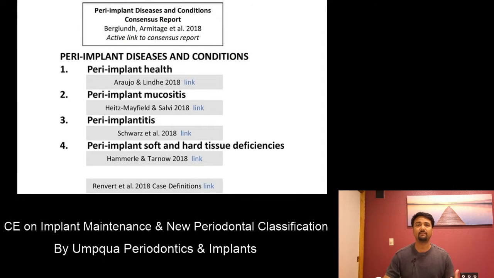Okay, so let's dive into the peri-implant diseases and conditions. In the first part of the presentation, I want to discuss implant maintenance. In the second part, we will go over the new staging and grading of a periodontitis patient. Let's start with the peri-implant diseases and conditions. The four main subcategories are peri-implant health, peri-implant mucositis, peri-implantitis, and peri-implant soft and hard tissue deficiencies.